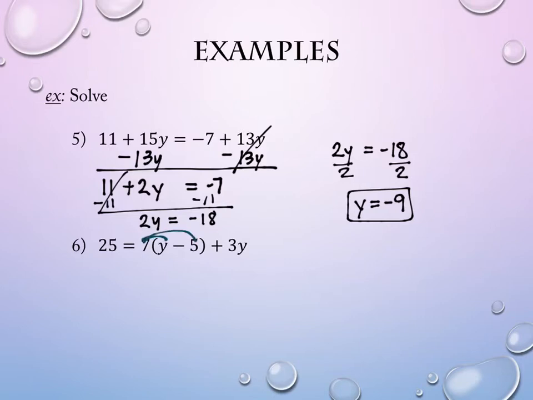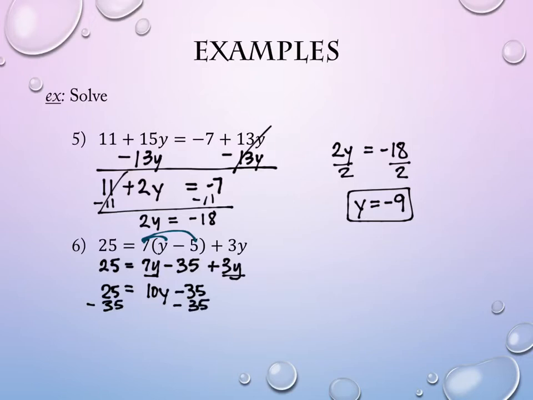So if we take the 7 and we distribute it across the parentheses, 25 stays on the left. We have 7y, and then what? Minus 35. And then positive 3y. Okay, now what? Combine like terms. Simon, what terms do you see that are alike? 7y, 3y. Good. The 7y and the 3y make 10y. Okay, good. Minus 35. Then we can subtract our 35. Are we going to subtract or are we going to add? Add. Yeah, we're going to add.